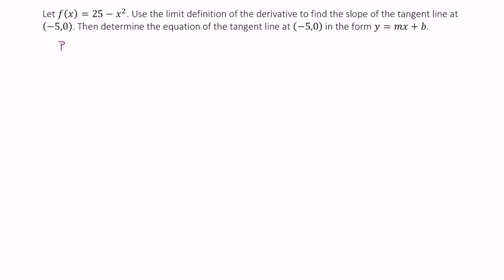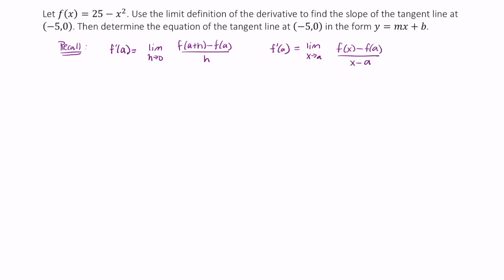So first, let's recall we have two definitions we can use. We can define the derivative at a point a, that is f prime of a, as the limit as h approaches 0 of f of a plus h minus f of a over h. Equivalently, we can look at this as the limit as x approaches a of f of x minus f of a over x minus a. Now, it doesn't matter which definition we use, either one will work, so I'm going to use the first one.